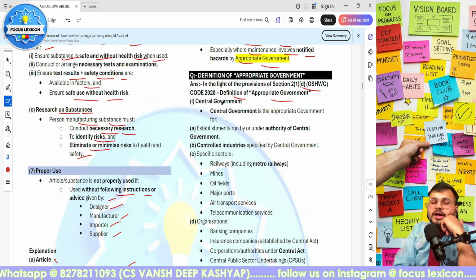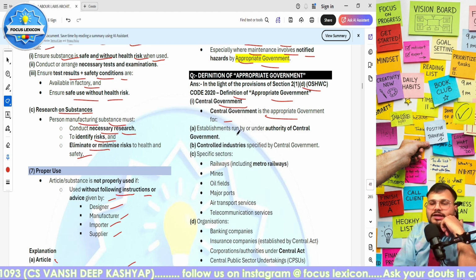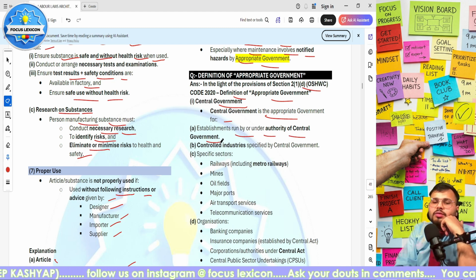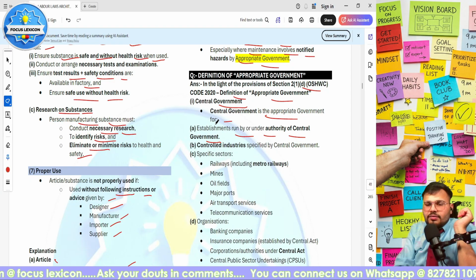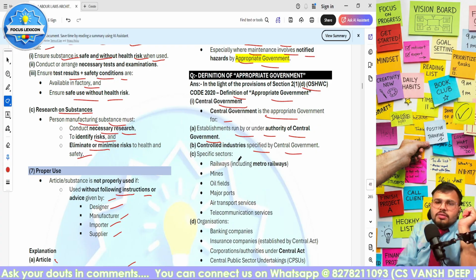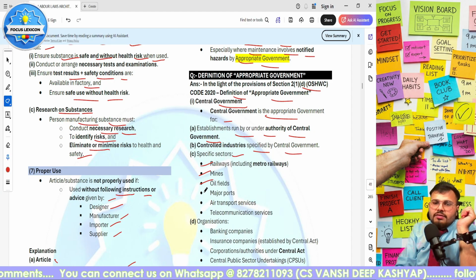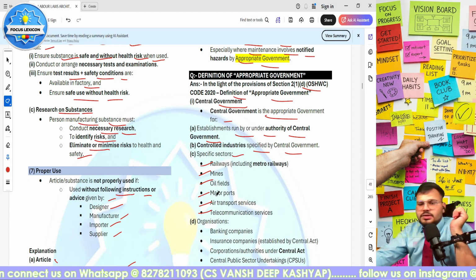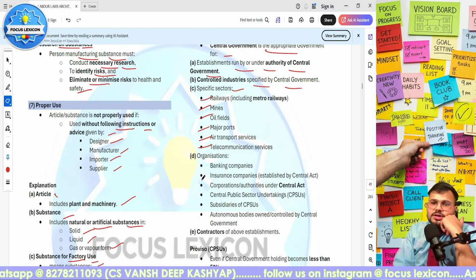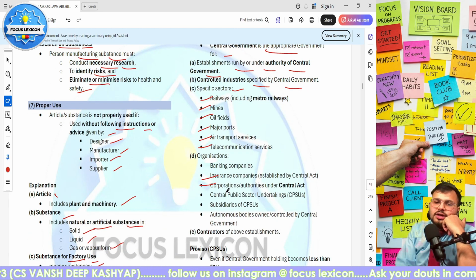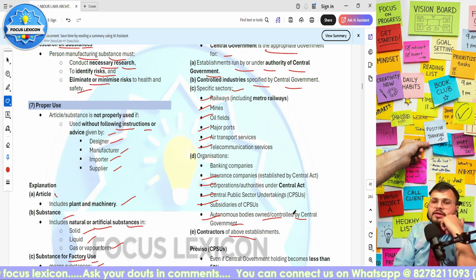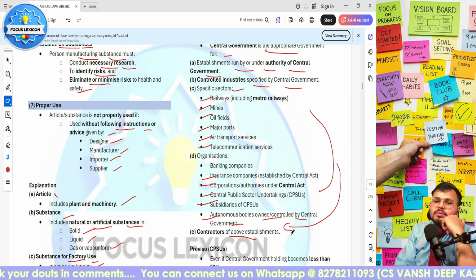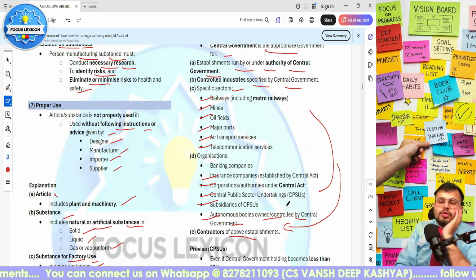Definition of appropriate government. Central government is the appropriate government for establishments run by or under the authority of central government. Like if any establishment is run by or under the authority of central government, then central government is the appropriate government for them. Controlled industries specified by the central government, like specific sectors: railway, mines, oil fields, major ports, air transport service, telecommunication services. Then organizations like banking companies, insurance companies established by Central Acts, corporations under Central Acts, CPSUs, central public sector undertakings, subsidiaries of CPSUs, autonomous bodies owned or controlled by central government, and contractors of all the above establishments. Central government is the appropriate government for them.